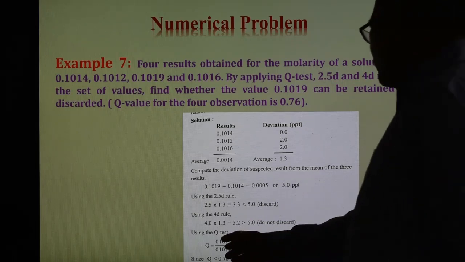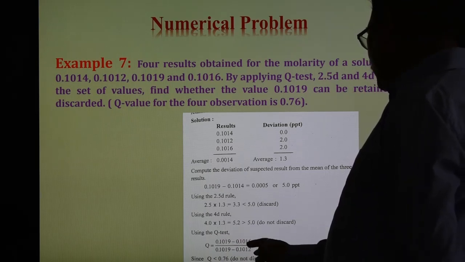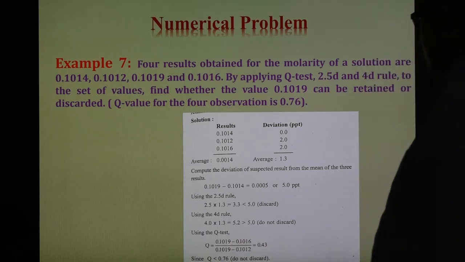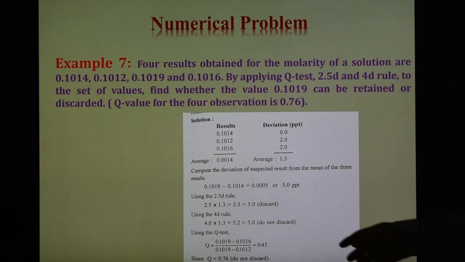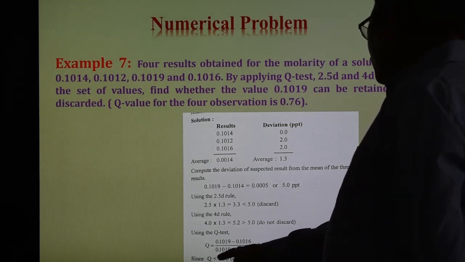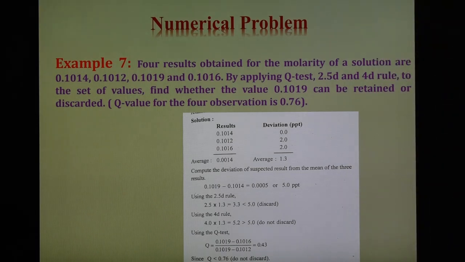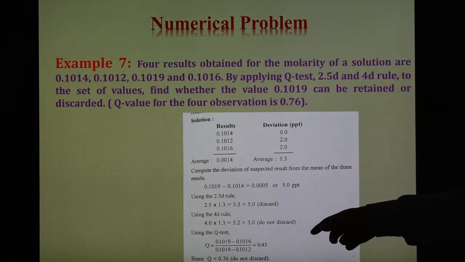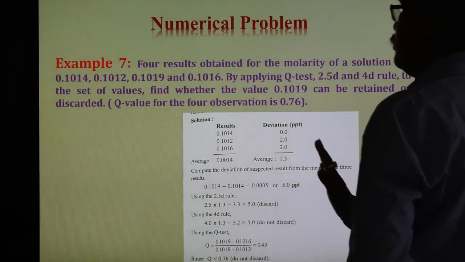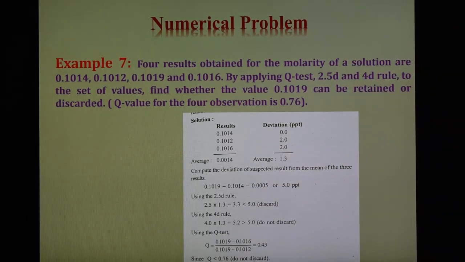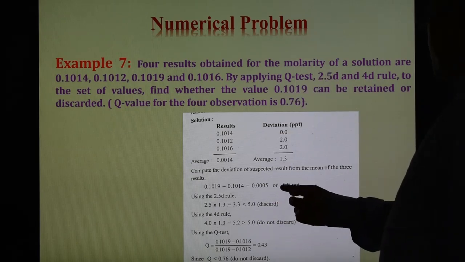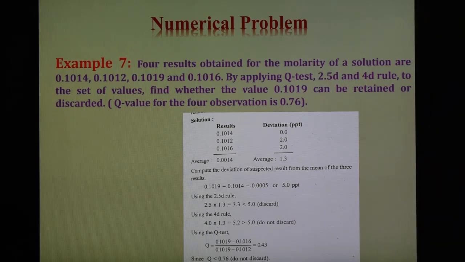Again, on the basis of the Q test, this is the suspected value, and this is the difference, and this is the range. The value comes out to be 0.43, and the calculated Q value 0.43 is less than 0.76 for 4 observations, and therefore this doubtful value is to be retained, not to be discarded. And therefore, on the basis of these 3 tests, the 2.5D rule says it is rejected, but the other 2 methods show it is to be retained, not discarded. So these are the numerical problems based on the Q test, 2.5D and 4D rule.